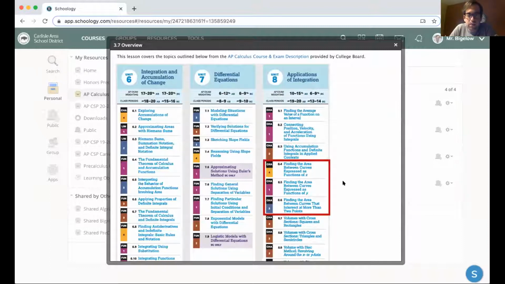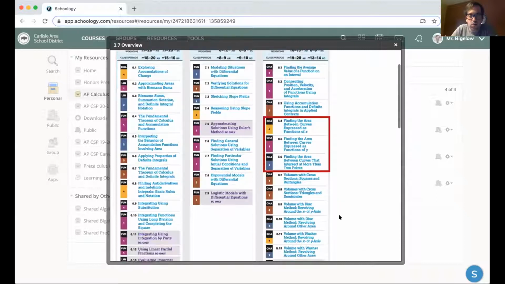Well, it's a pretty simple concept, but this specific skill comes from Unit 8, Applications of Integration from College Board's version of our units. And we're going to be looking at three different topics all in one: finding the area between curves expressed as a function of x, expressed as a function of y, and curves that intersect at more than 2 points.